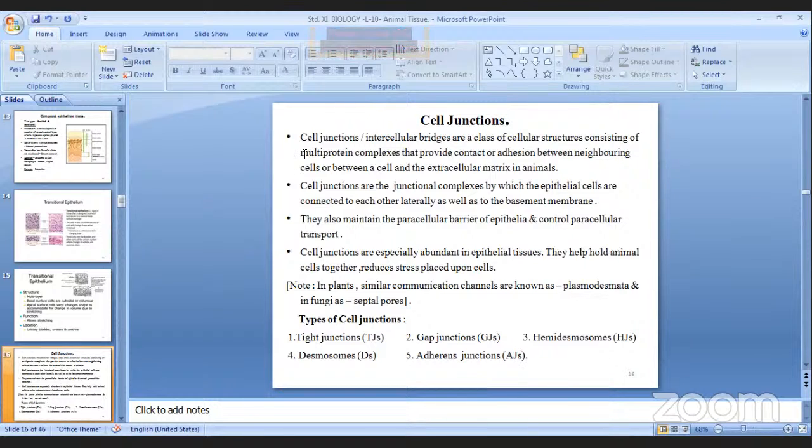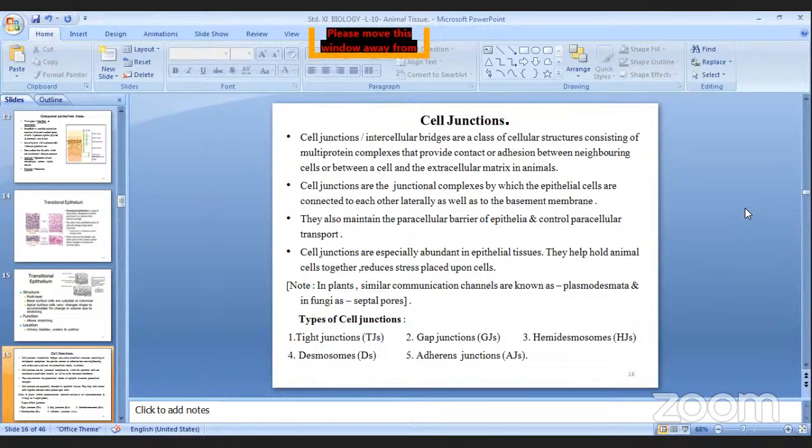Now let's understand. Cell junctions or intercellular bridges are a class of cellular structures consisting of multi-protein complexes that provide contact or adhesion between neighboring cells or between a cell and the extracellular matrix in animals. So that can be between two cells, or between a cell and the extracellular matrix. Cell junctions are the junctional complexes by which epithelial cells are connected to each other laterally as well as to the basement membrane.